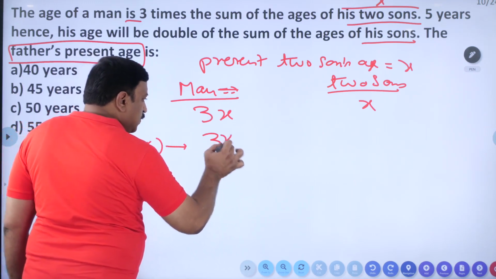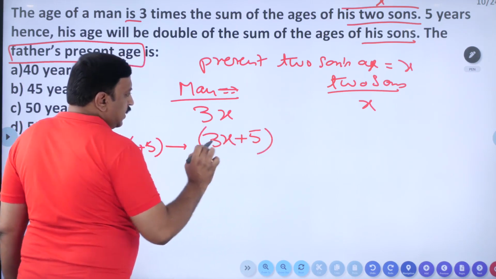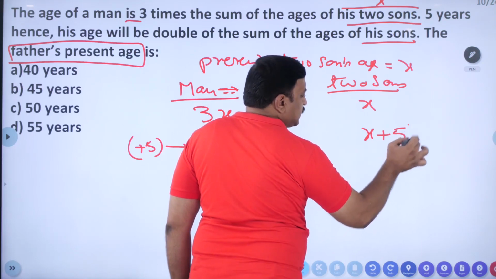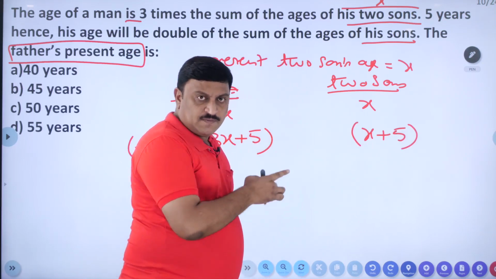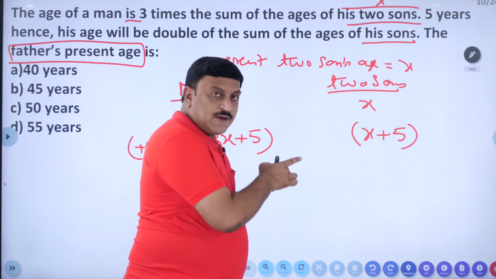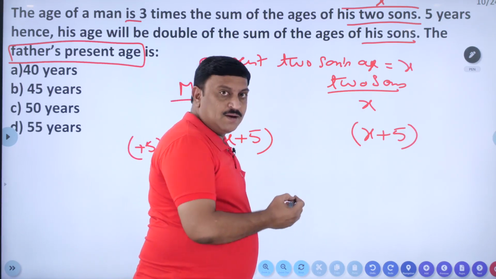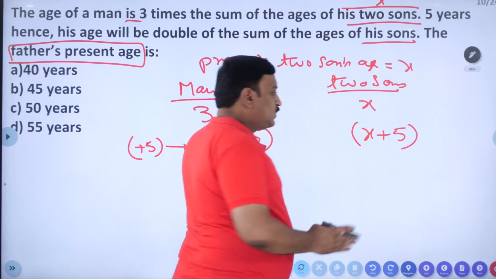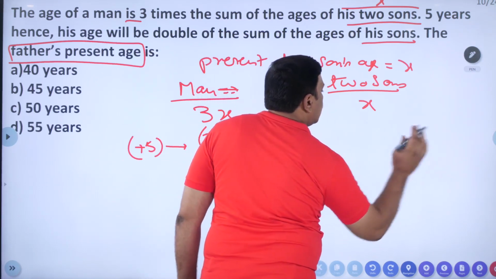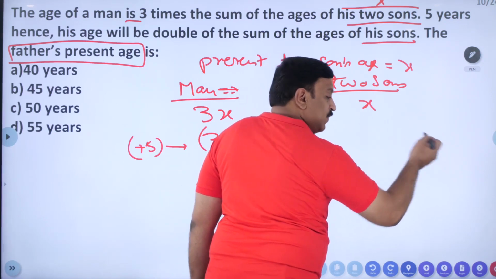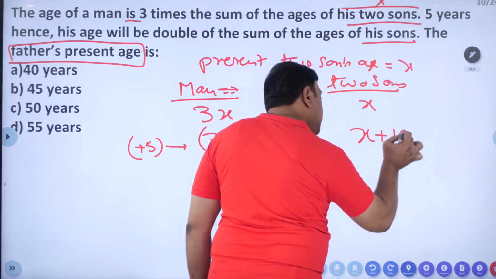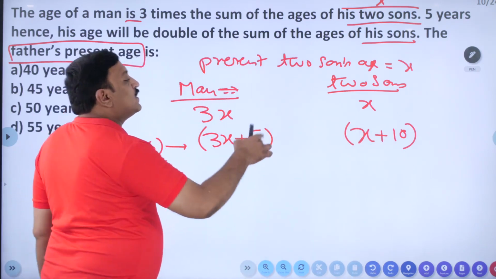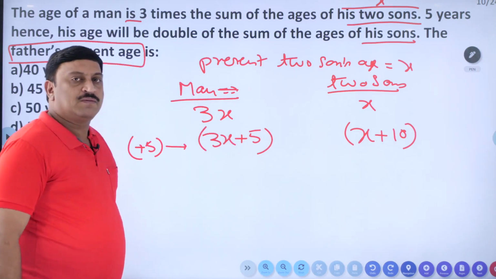So for the individual, it should be added. That is, 3x plus 5. Then what about the two sons? It is also x plus 5 after 5 years. Two sons are there. If one son is there, it is 5 years. Two sons are there, two 5s means 10. So it is not x plus 10. It is x plus 5 plus 5, which means x plus 10. After 5 years, there will be x plus 10. This will be 3x plus 5.